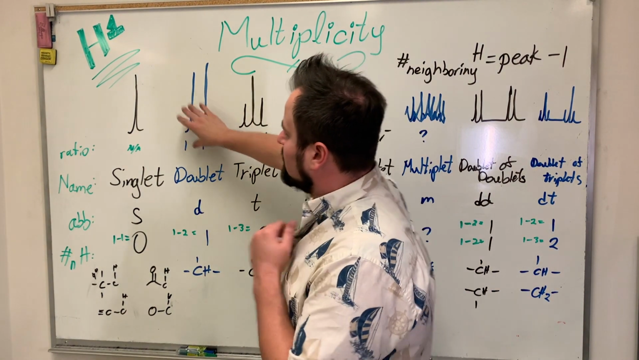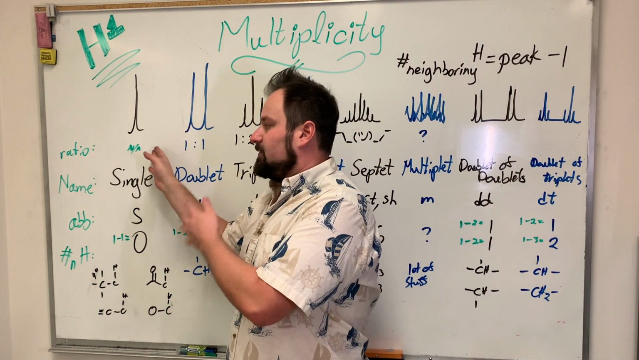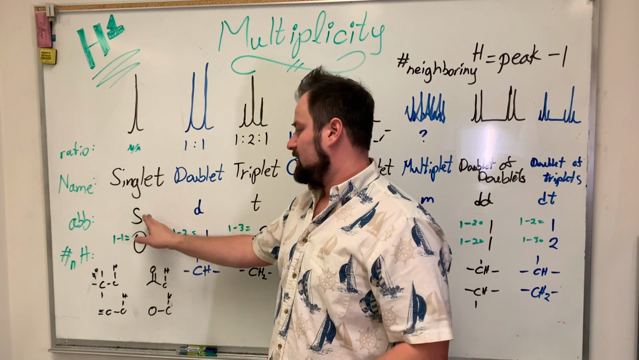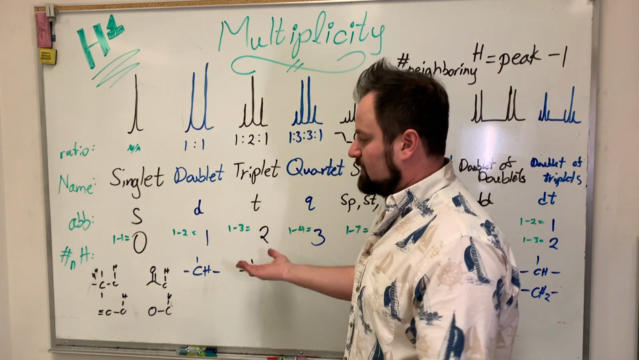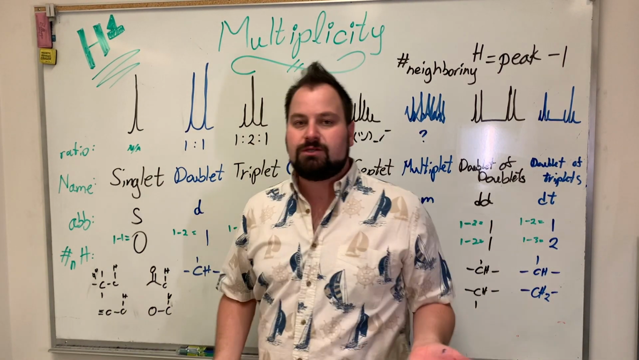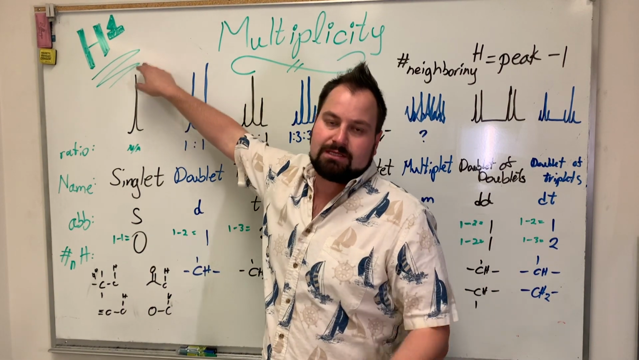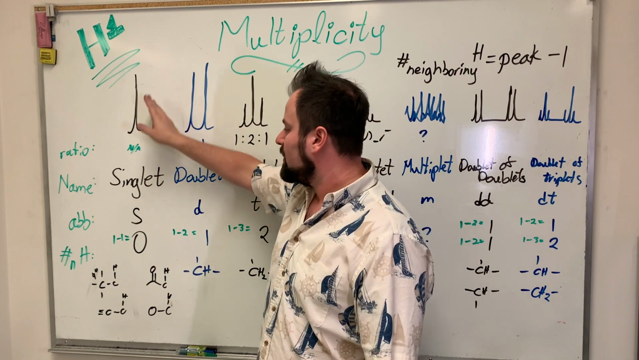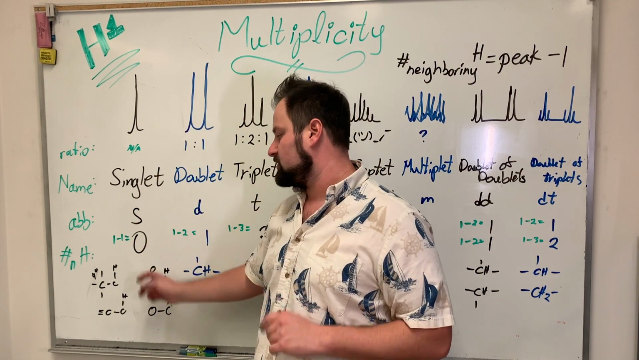So for us here, simplest version, there's 1 peak, therefore no ratio between the peaks. This is called a singlet, abbreviated S. Of course, 1 minus 1 is 0, so there are no hydrogens on the neighboring carbon. Who knows how many hydrogens are here? That depends on integration. This could be any one of the ones we had before, but its adjacent ones have no hydrogens on them.